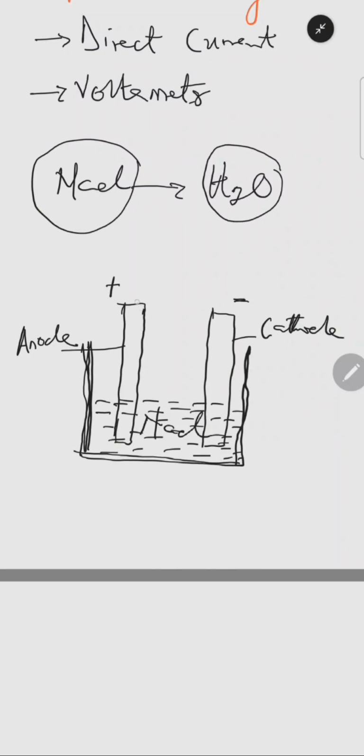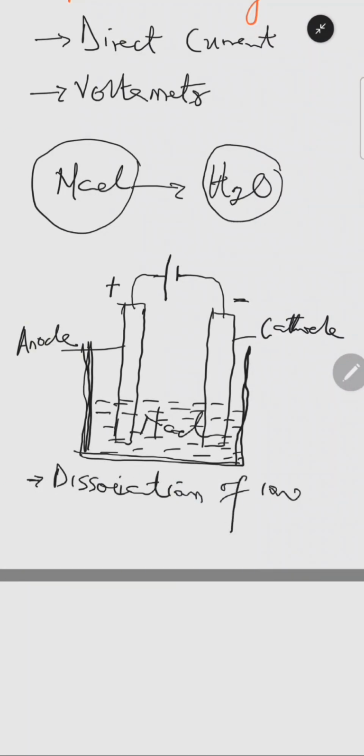The next thing is we connect our electrodes to our external DC source, which will be a battery, like I said. Immediately this is done, we complete the setup. Three things will happen. Number one, we have dissociation of ions. Secondly, we have migration of ions. And the last one, which we refer to as preferential discharge.